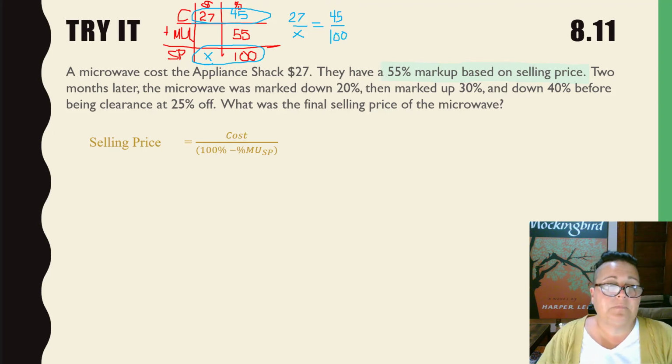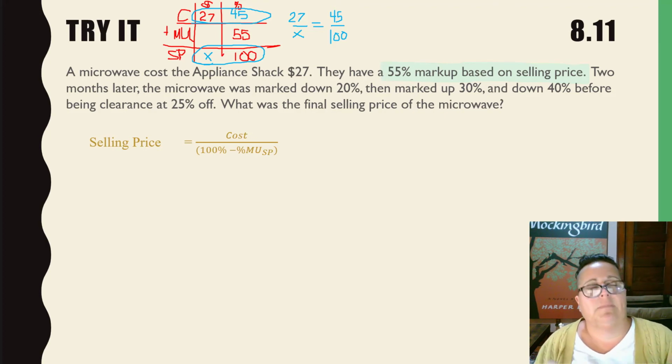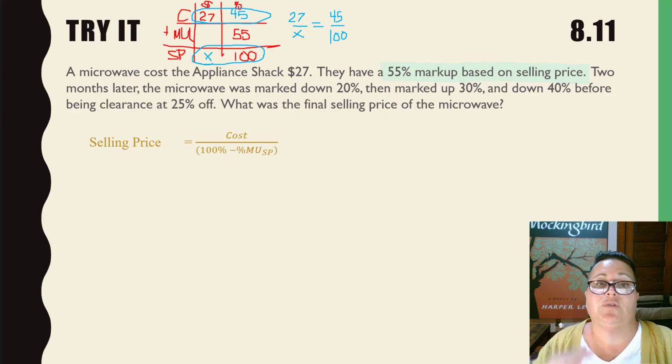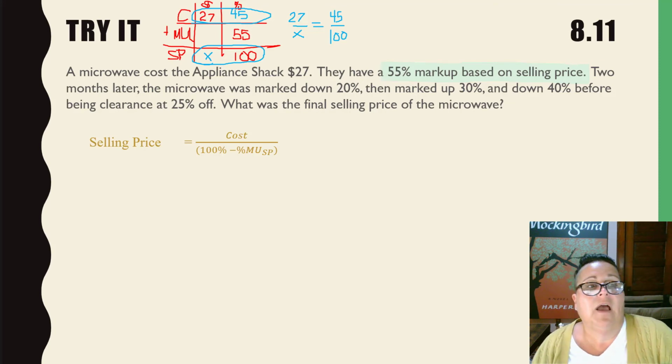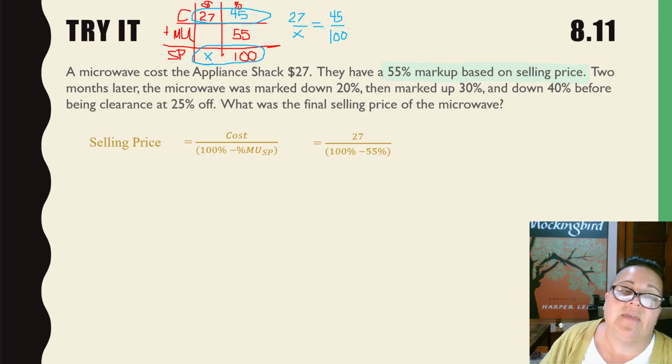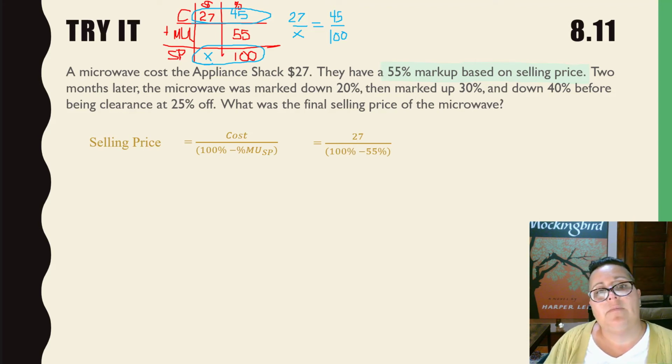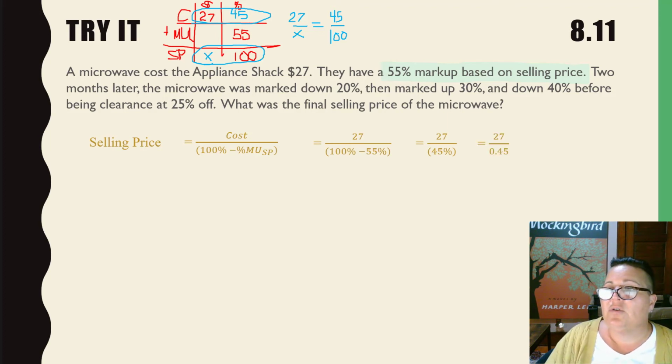Okay? Now, many people are just going to go to the formula at this point because many people find it more efficient. I want you to get the problem right, so you use whichever method works best for you. Our cost was 27. The complement of the markup based on selling price would be 45. So I'm going to do 27 divided by 45%, or 27 divided by 0.45, which is 60 bucks.